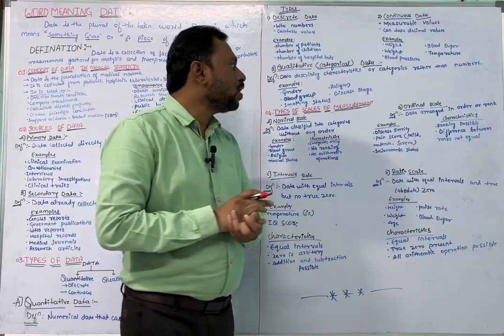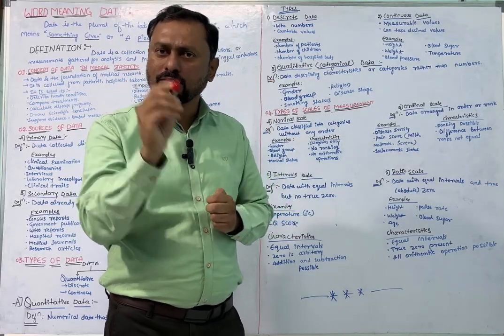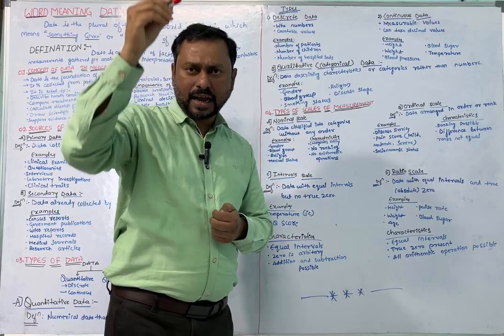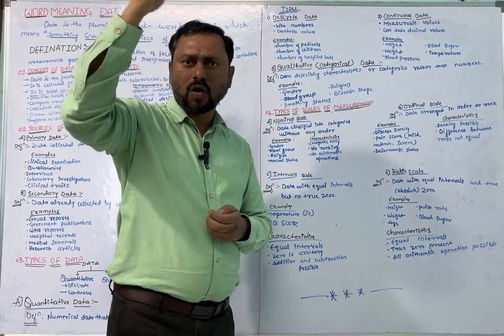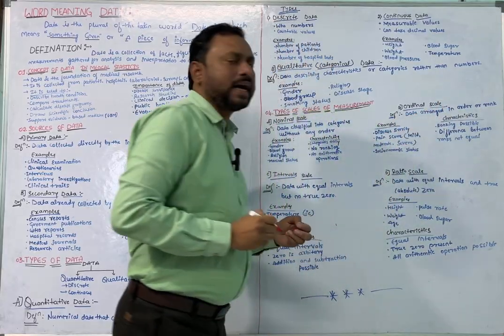The second one is the ordinal data. Ordinal, the name itself says it. Ordinal means order form, that is ranking wise, 1, 2, like that. The data is arranged in an order or rank form.